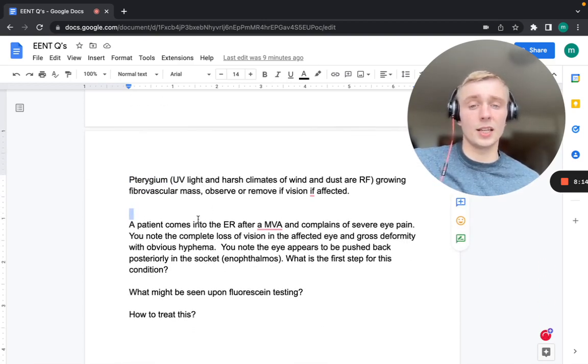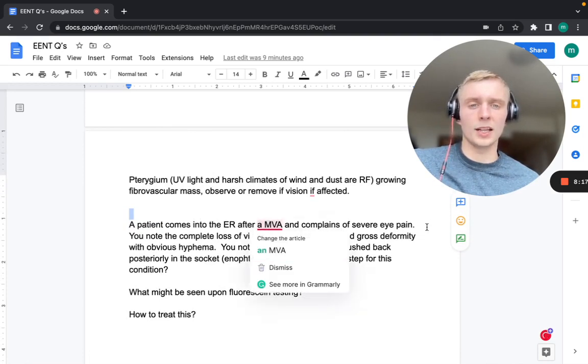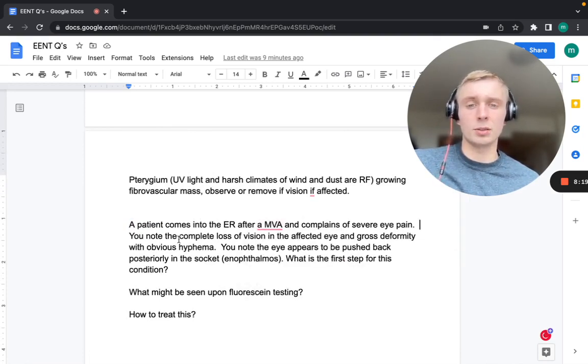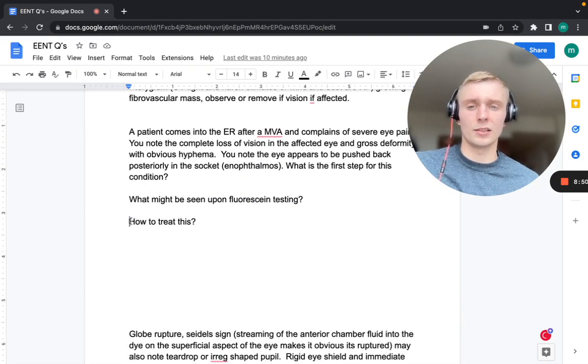Next one is a patient that comes into the ER after an MVA and complains of severe eye pain. You note complete loss of vision in the affected eye and gross deformity with obvious hyphema. You note the eye appears to be pushed back posteriorly in the socket, also called enophthalmos. What is the first step in this condition? What is the first best step? So again, MVA, severe eye pain, gross deformity, you see a hyphema, the eye's pushed posteriorly, they have enophthalmos. What are you going to do first? What might be seen upon fluorescein staining, classically, and how do we treat this?